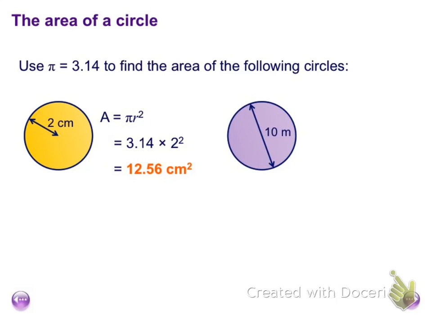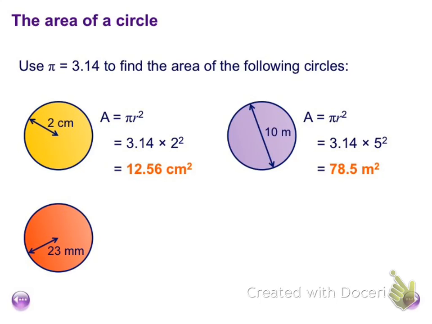If I give you the diameter of 10 meters, you would want to first calculate the radius. So take the diameter divided by 2 to get the radius. So the radius is equal to 5. 3.14 times 5 squared. So 3.14 times 5 squared is 78.5 meters squared.